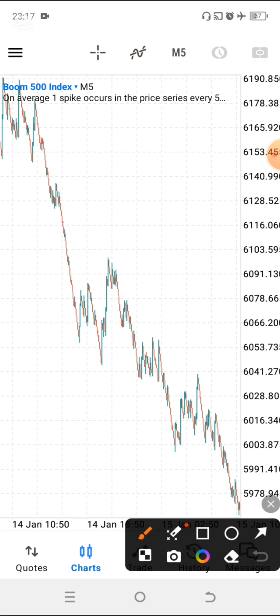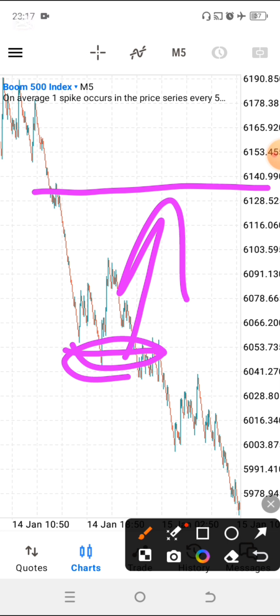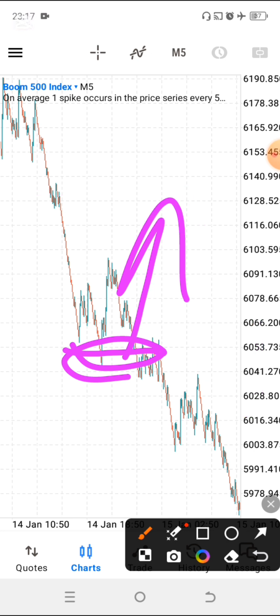So support and resistance, let's start with support. When you're supporting something, you are lifting it up, right? So this is a support area. And this is a resistance. When the market is going up, when you are resisting something, you are sort of pushing it down. And when you are supporting something, you're lifting it up. So those are the basic concepts of support and resistance.